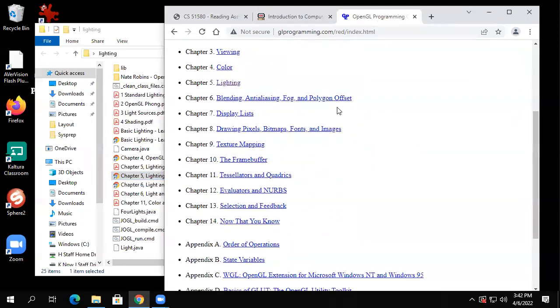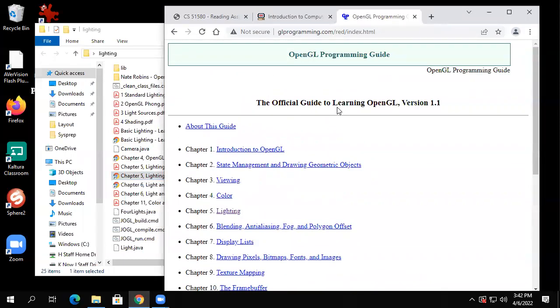This is the table of contents for it. You can buy the book, but only the very first edition is publicly available online. It's called the Red Book, because it originally had a red paperback cover. It's in an eighth or ninth edition now, and it's still a good book on OpenGL, but they've allowed the very first edition of it to be made publicly available. So the very first edition is in the public domain, and that's this.